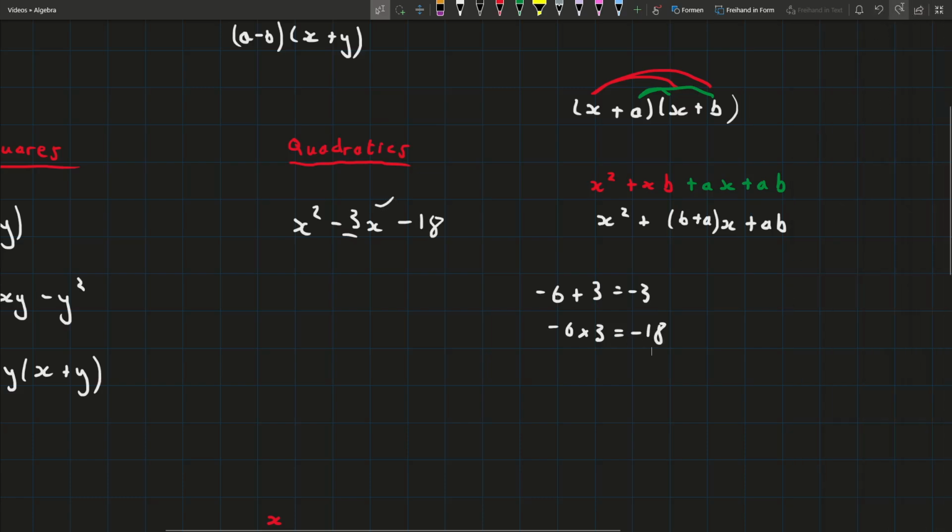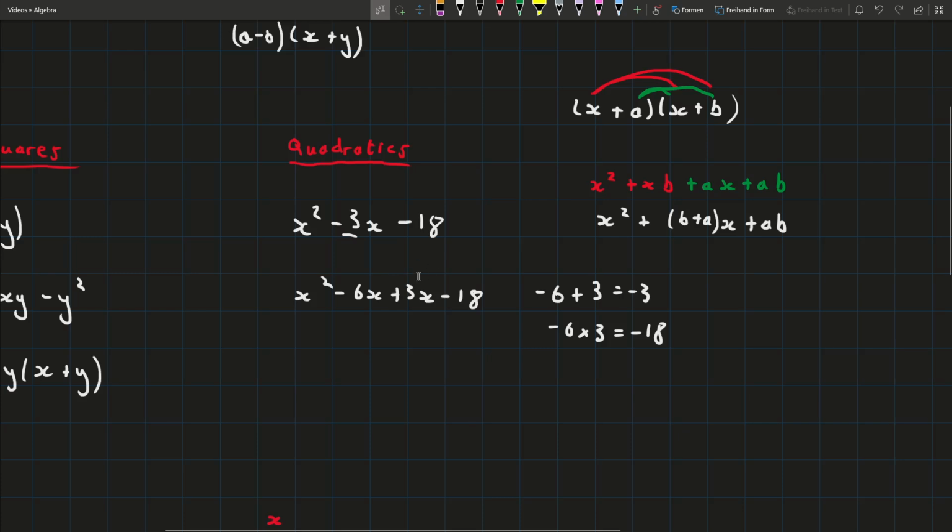And now, why does that help us? Well, you'll see now, we can rewrite this minus 3x. So instead of writing minus 3x, we're going to write it as minus 6x plus 3x, and it's the same thing. x squared minus 6x plus 3x minus 18. So you can see, when you simplify this, it's going to be the exact same as this, because you add these, and then you get this.